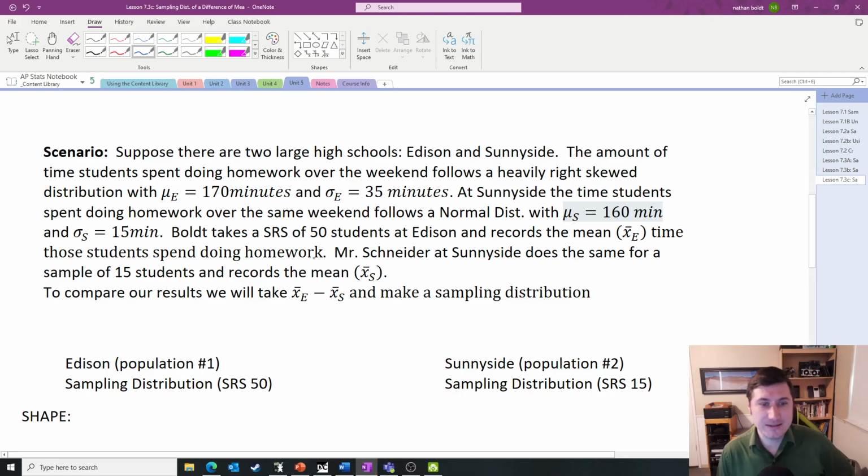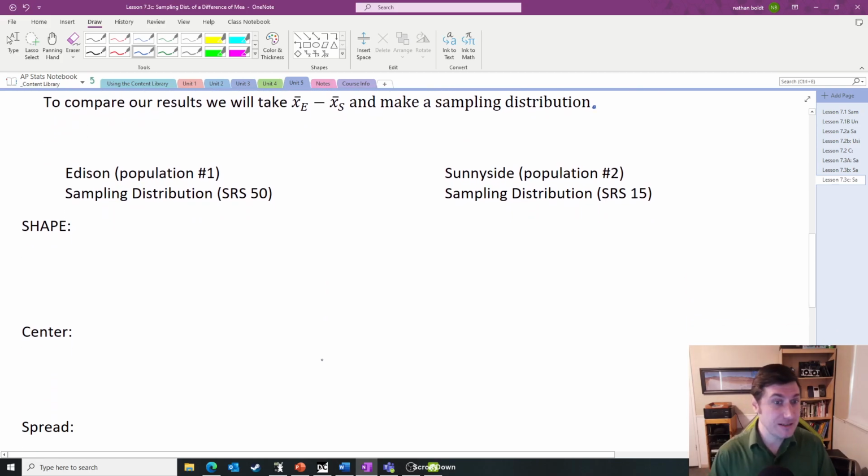So Bolt takes an SRS of 50 students at Edison and records the average, so X bar sub E, the average time those students spend doing homework. Mr. Schneider at Sunnyside does the same for a sample of 15 students and records that average, X bar sub S. To compare our results, we will take X bar sub E minus X bar sub S and make a sampling distribution. So, first we gotta take a look at the sampling distribution for Edison, then we gotta take a look at the sampling distribution for Sunnyside, and then we gotta combine them.